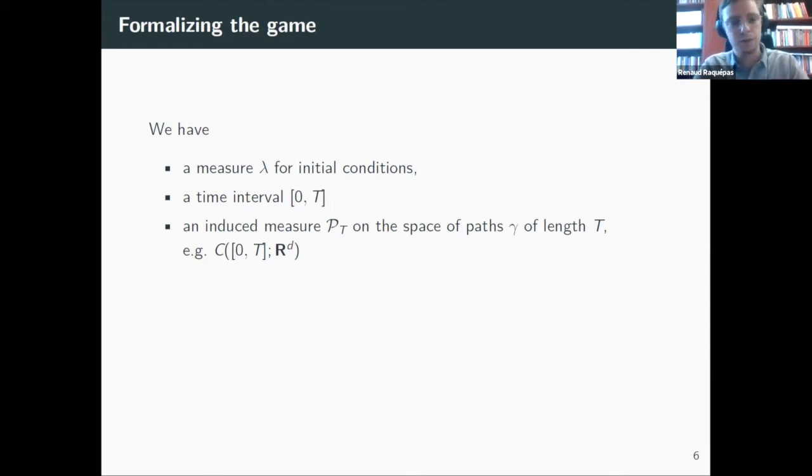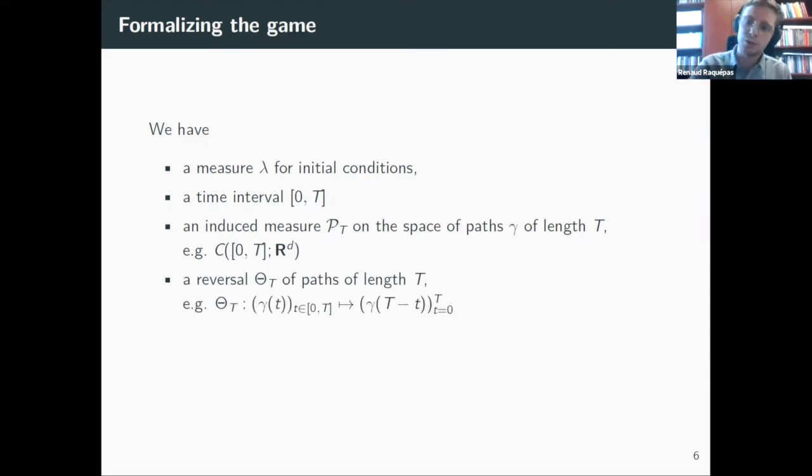And finally, to complete the game, I need a way of reversing movies. In the setup that we will be looking at, reversing a movie just means going backwards through the curve. So if the curve is gamma(0), and then the parameter t increases until gamma(1), gamma(2), and then gamma(T), then a reversal of the curve is just gamma(T), gamma(T-1), gamma(T-2), and then the parameter goes down to gamma(0). In other physical situations, you might have to tweak your time reversal a bit so that it satisfies important physical symmetries, but for us, that will be sufficient as a notion of time reversal.